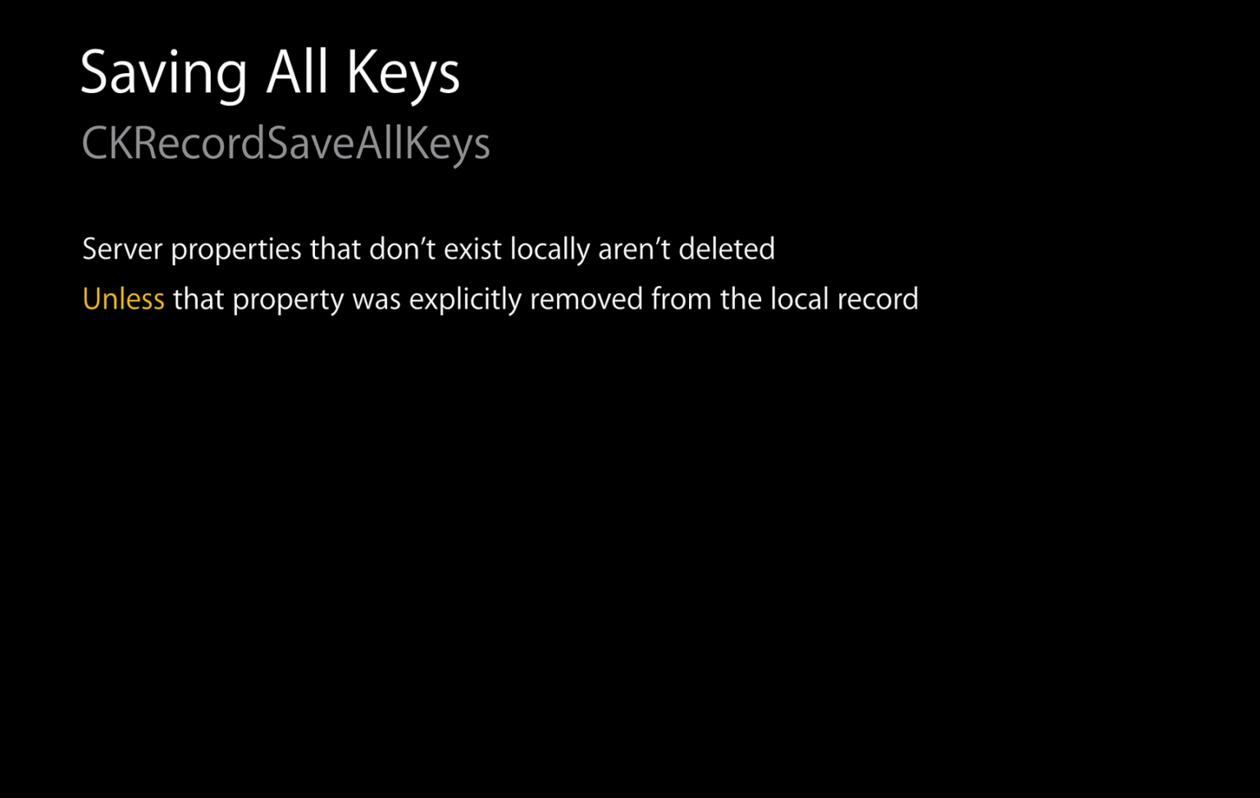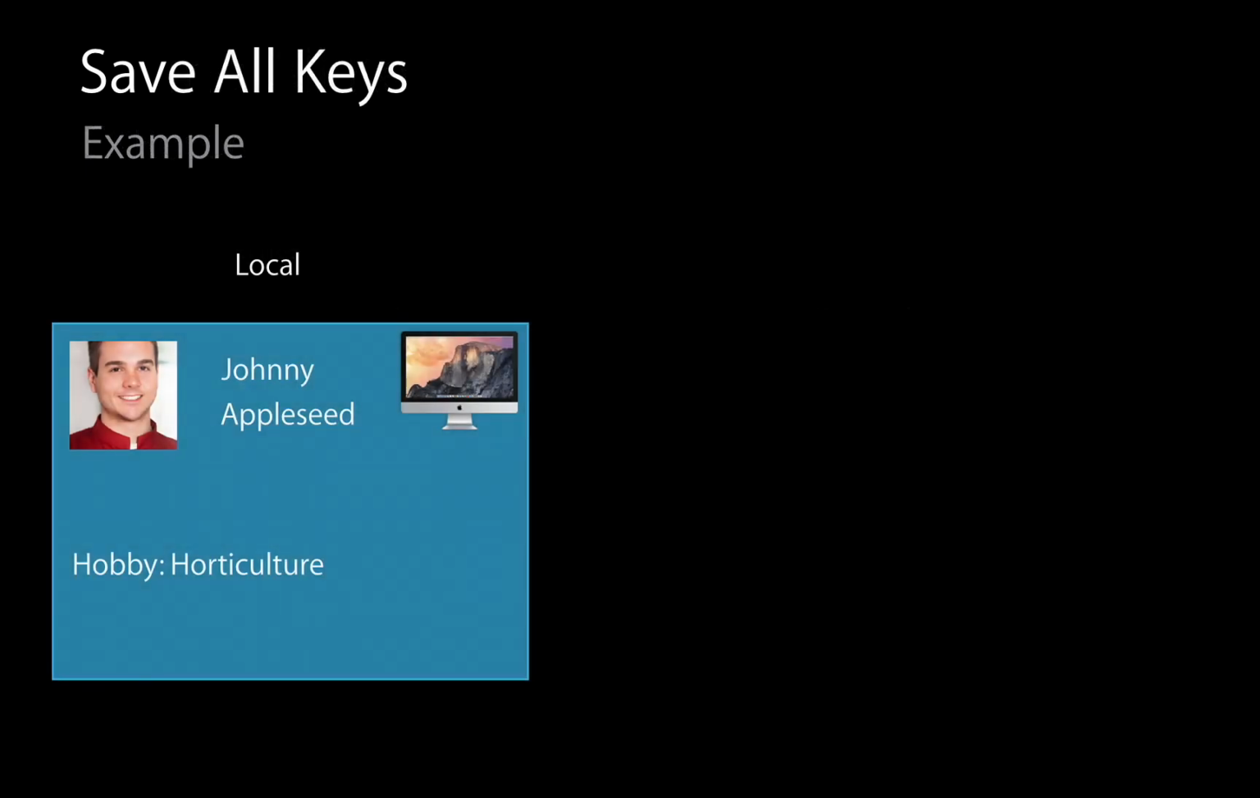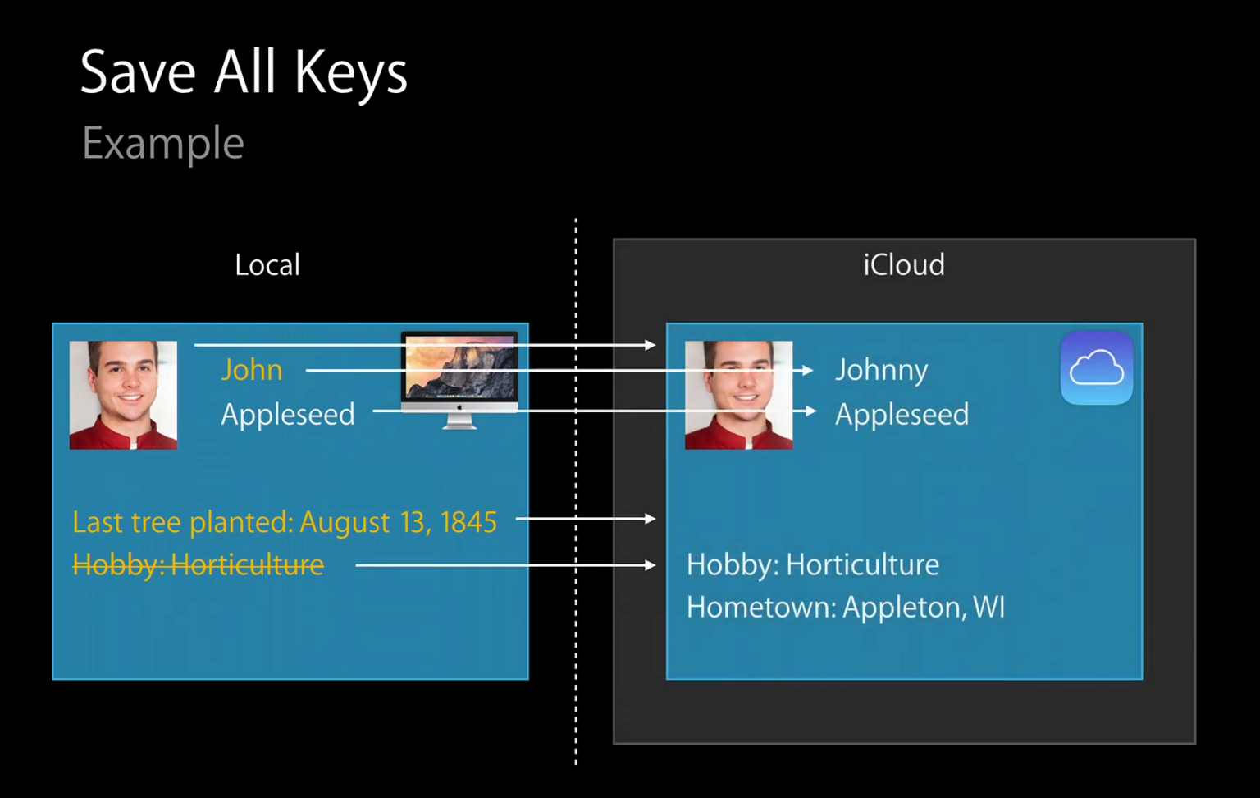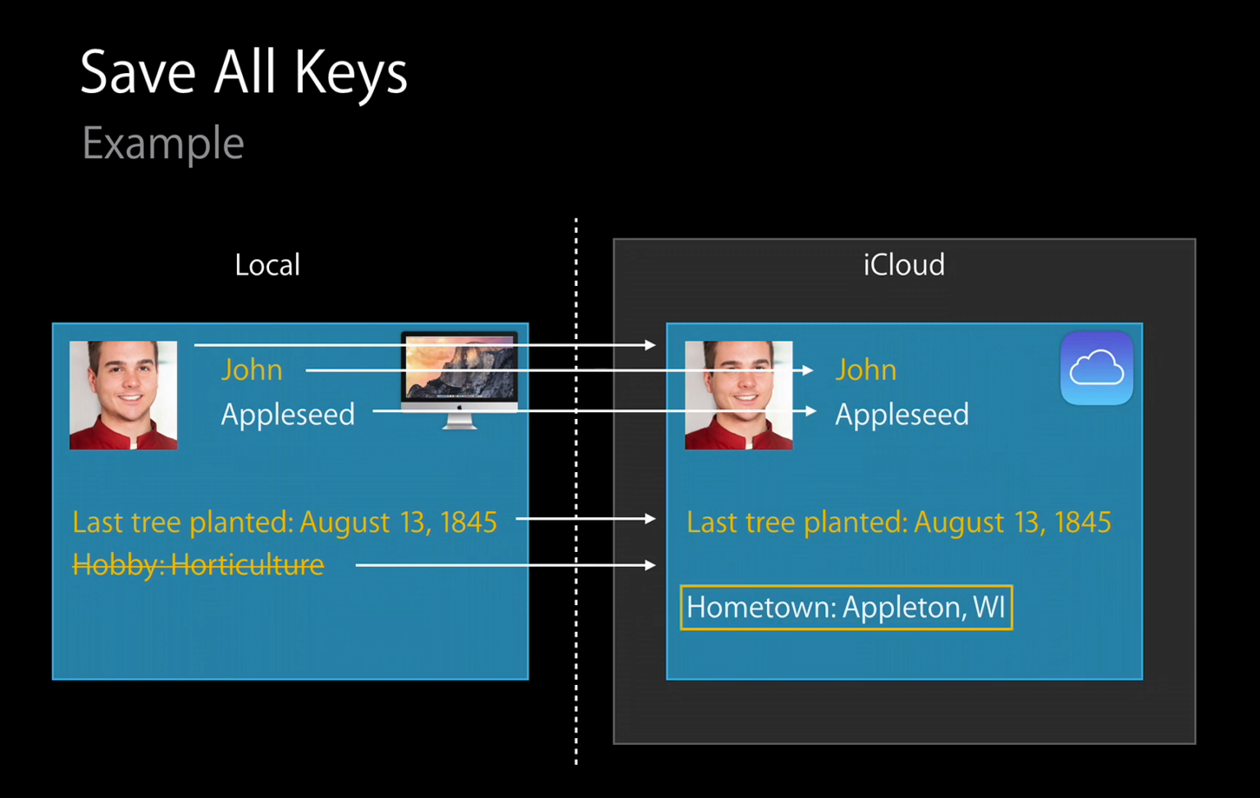All those words are really confusing, and it's really hard to explain, so instead I'm going to try and explain that with a picture here. So we've got our contact record again. What we're going to do is add a couple properties. We're going to change the first name, we're going to add a new property, and we're going to delete the hobby. We're now going to do a save all keys to the server. What that's going to do is send up all of these properties, even the ones we didn't change locally, and they're going to update the values on the server. But what you'll notice here is that the server had an additional property that we didn't have in our original copy of the record. This hometown property wasn't removed.